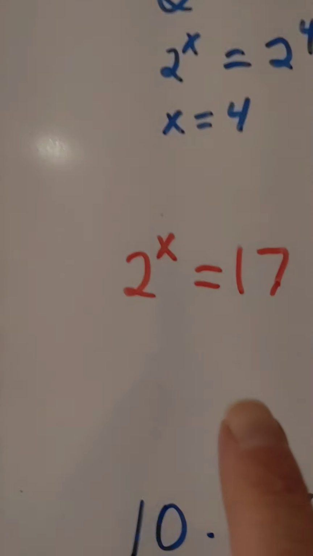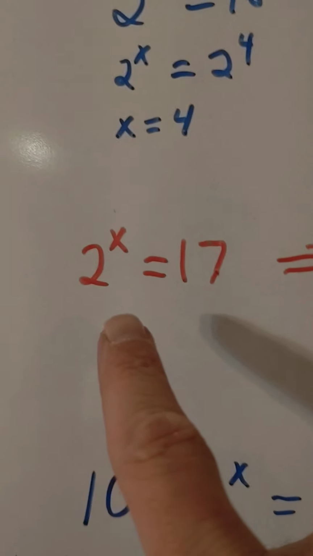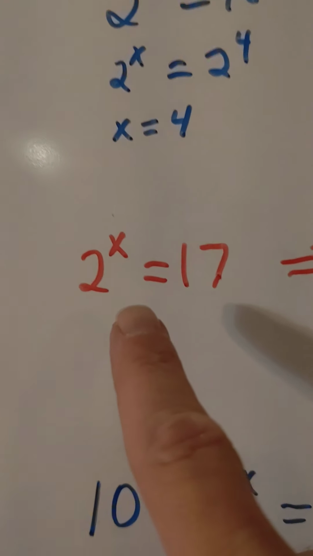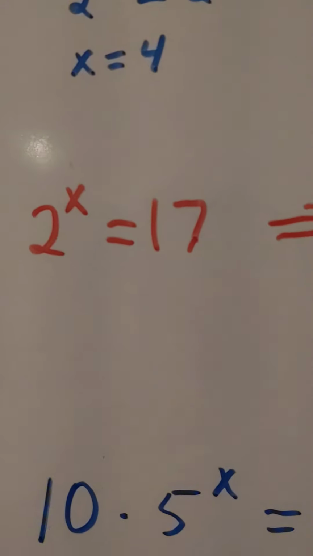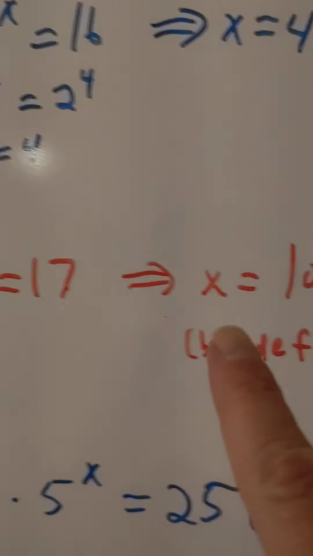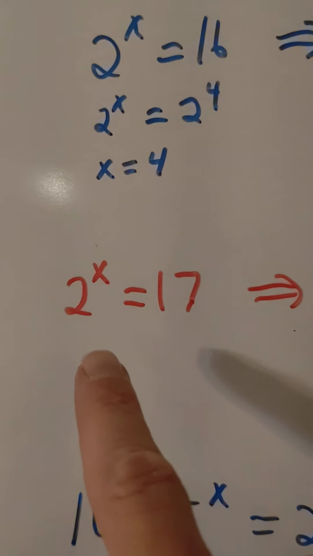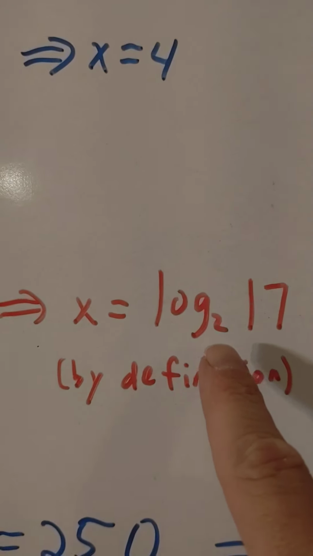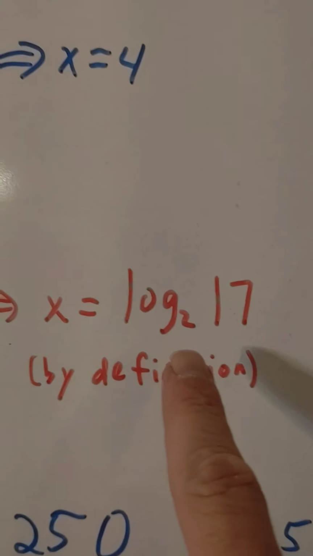Okay, so what about if you have this one though? 17 is not a power of 2. So now it's a little harder. So we're going to need logarithms. Logarithms unlock the variable in the exponent. So by definition, we can just say x equals log base 2 of 17, because the base is 2 in my exponential form. That's the base in the log form. And then you see the number 17, that's going to become the argument.